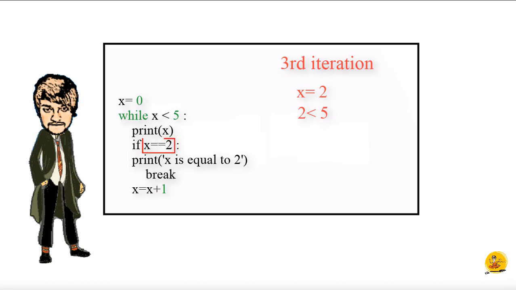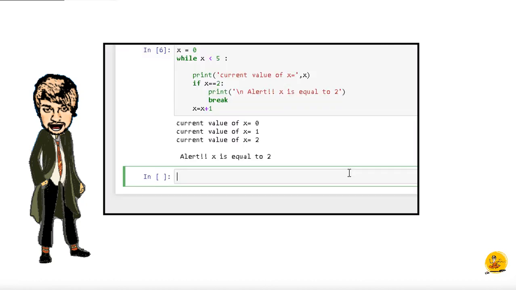Next, the if condition x equal to 2 is executed. Since the condition is true as 2 equal to 2, the statement inside the if block is executed and displays the alert x is equal to 2. Next, the break statement is executed and it will stop the while loop. So that's why we are getting the value of x only up to 2.